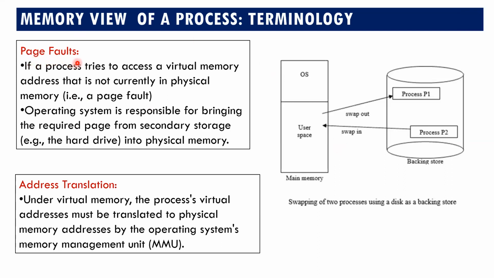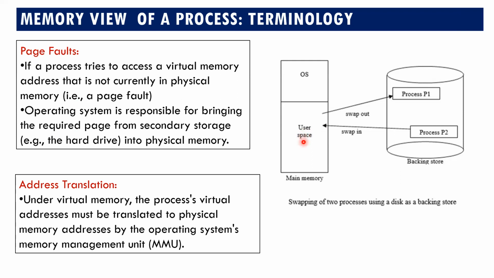The next term is page fault. That means a process tries to access a virtual memory address that is not currently in physical memory. We are bringing some of the instructions to the hard disk, and if a process tries to access a memory location or an instruction which is not present in the main memory but is present in the hard disk, in such a case, we say that there is a page fault.